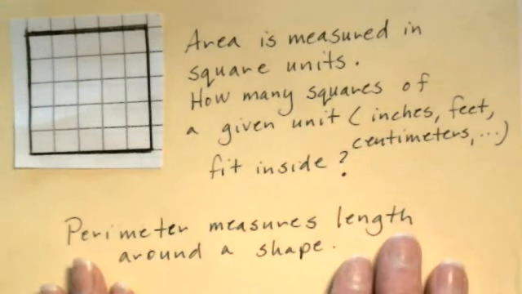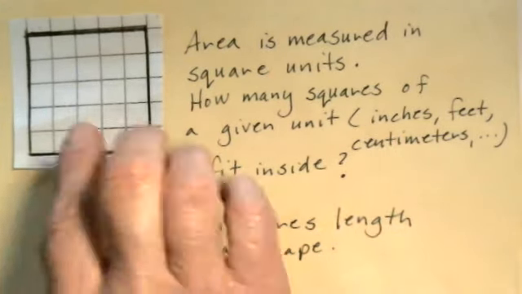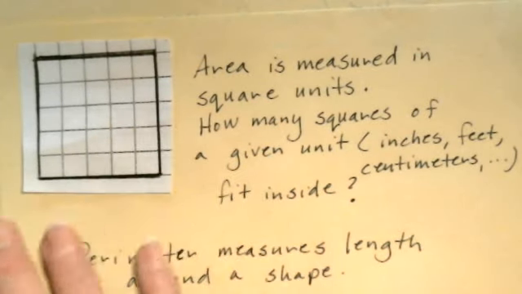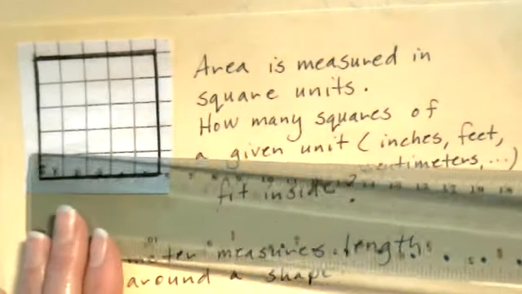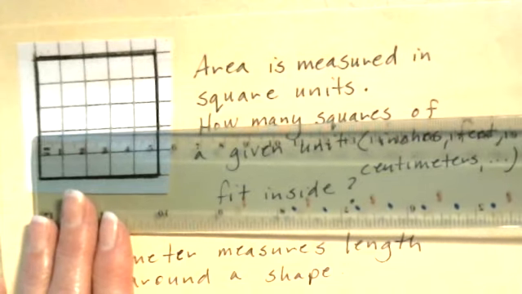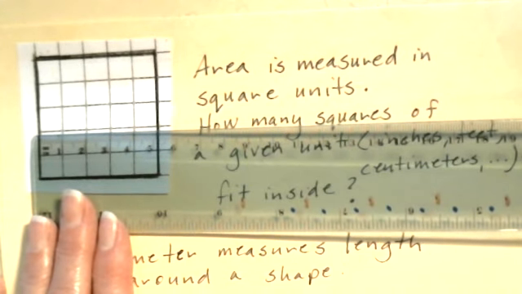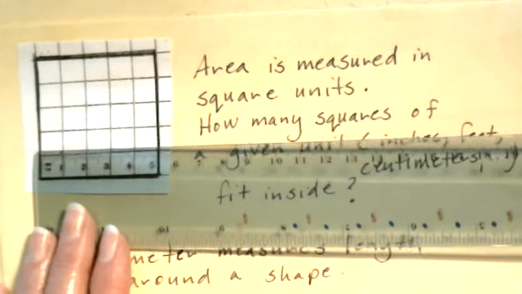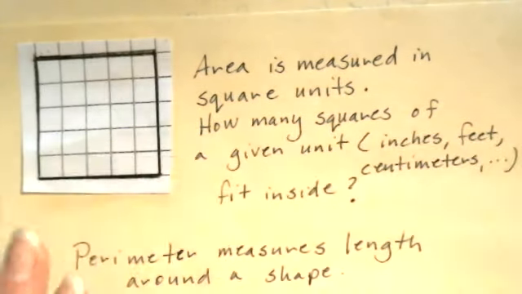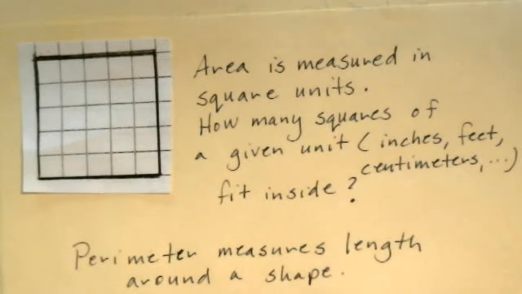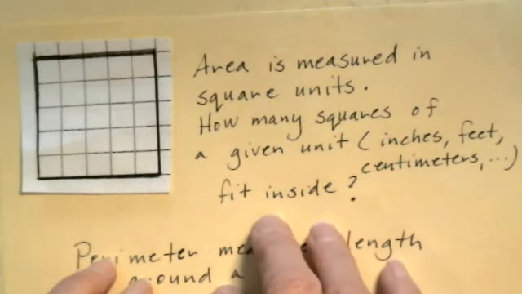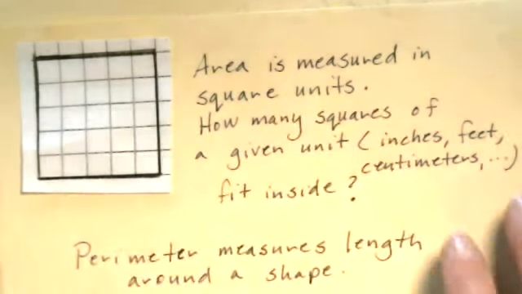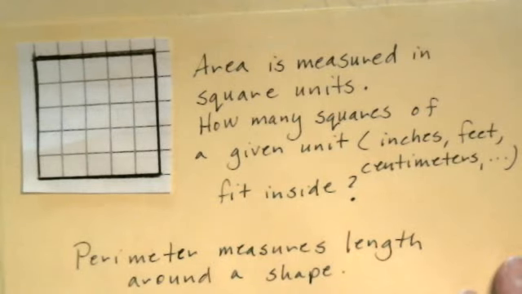Okay, area is measured in square units. If you look at this grid here, each of these squares is 1 centimeter square, meaning all of the sides are a centimeter long. Now, you measure area in square units because you're finding out how many of those squares would go inside of a particular shape.